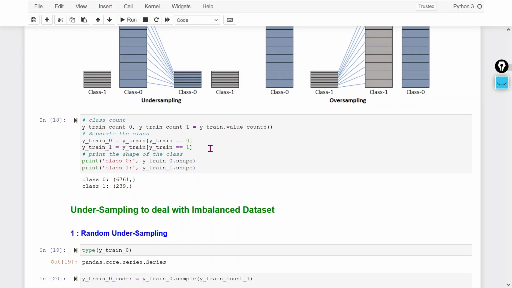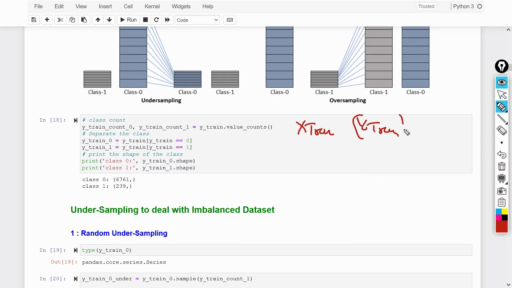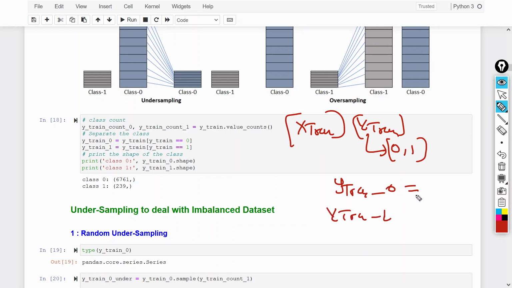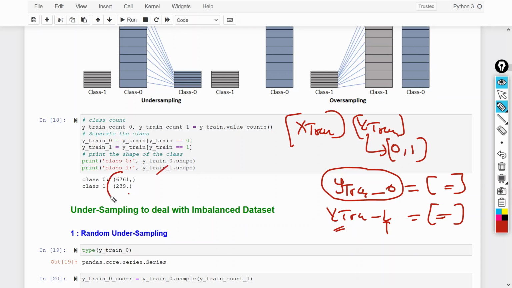Now I am going to create two variables. If you know, I get the X_train and the y_train, and this will have both the 0 and 1 classes. So in the y_train we can say 0, and y_train we can say 1. All the 0 samples, all the 0 rows will come under this particular variable. All the 1 related rows will come under this particular variable. If you see here, 6761 comes under the 0 variable and 239 comes under this particular 1 variable.